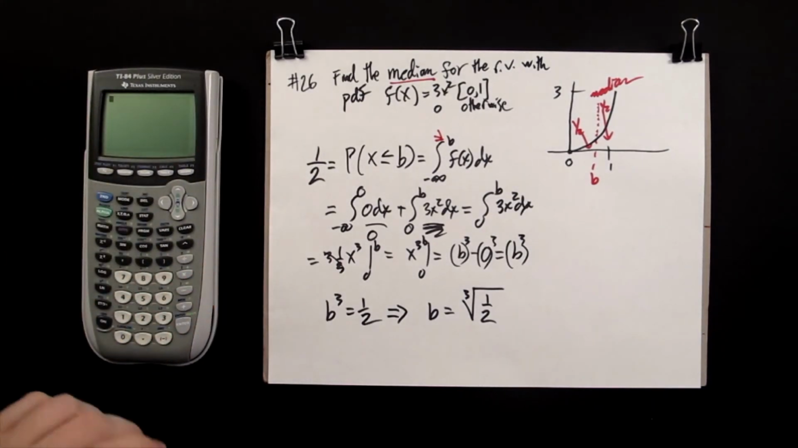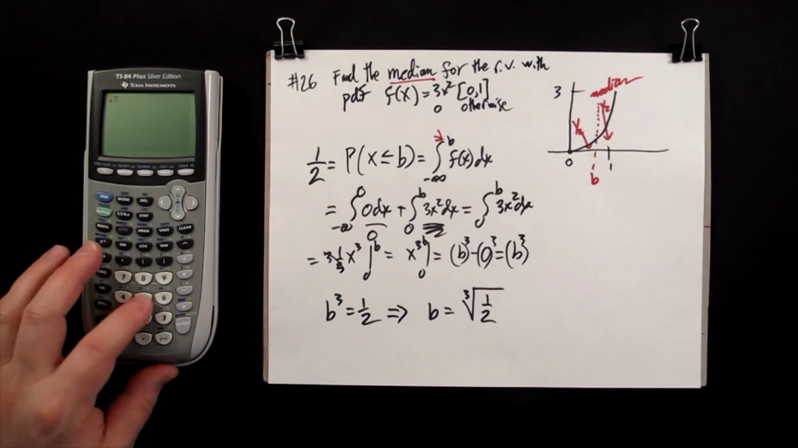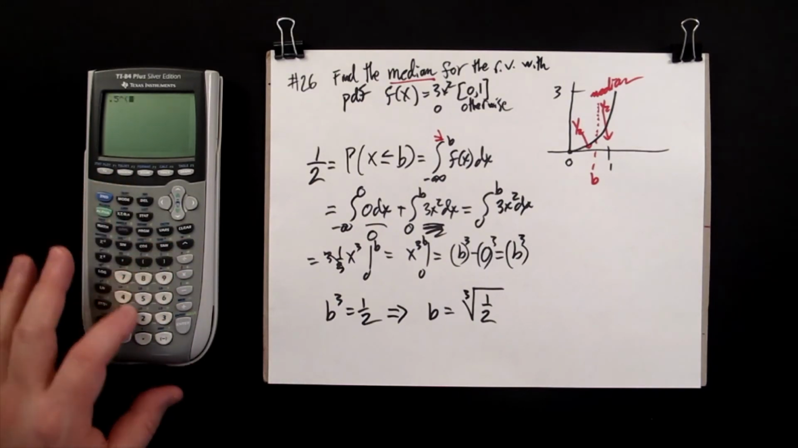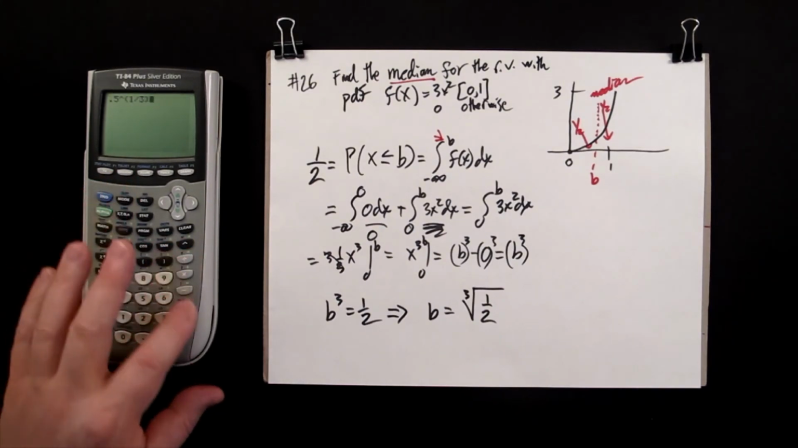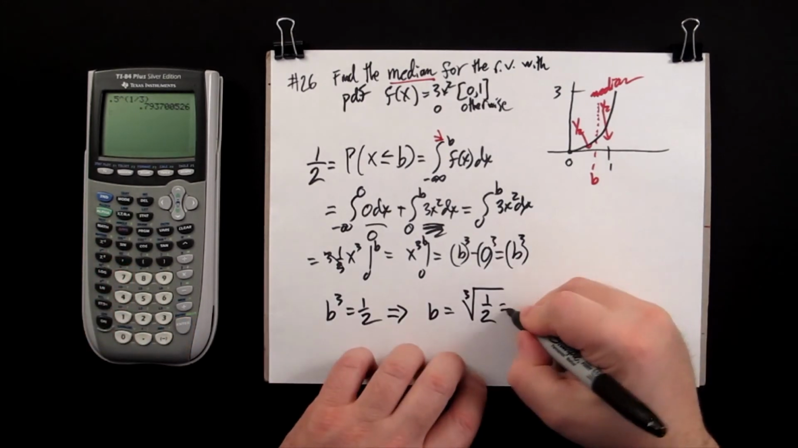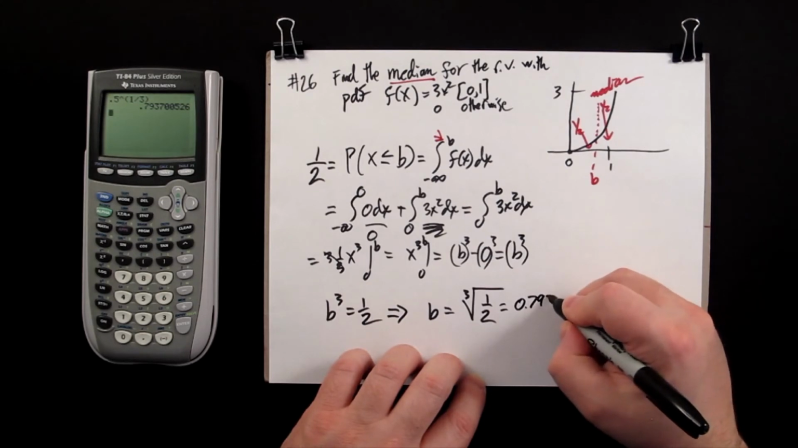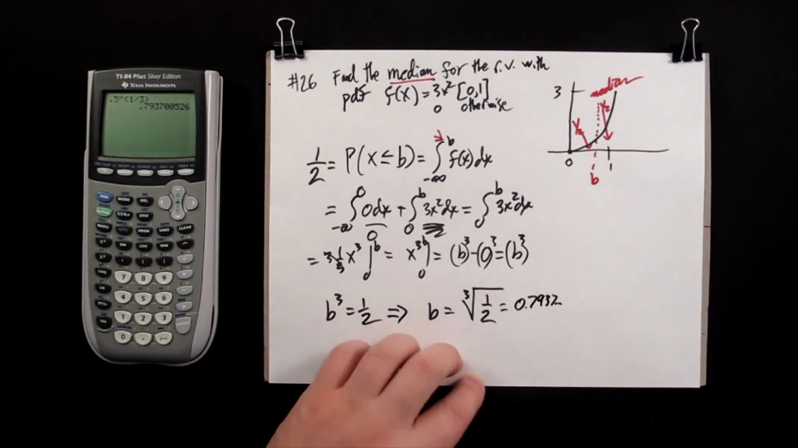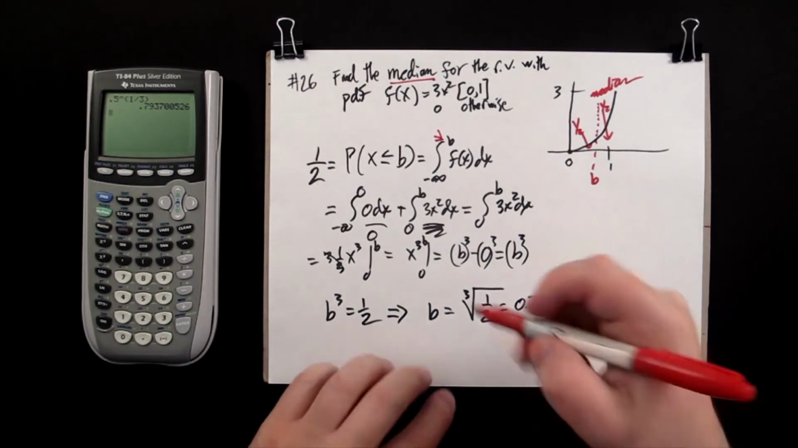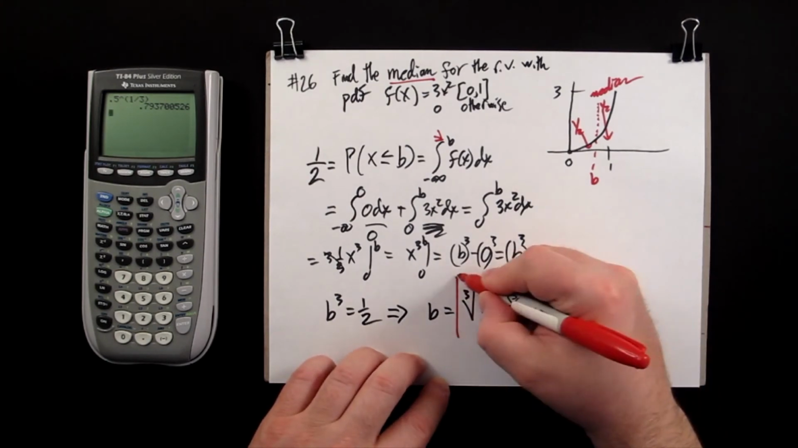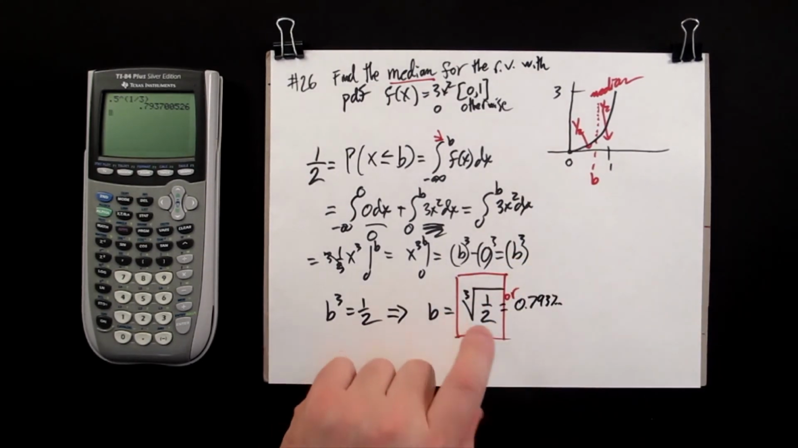So as a decimal, this is a half raised to the 1/3 power, which gives 0.7937. You've got more decimals after that. So the cube root of 1/2 is our median.